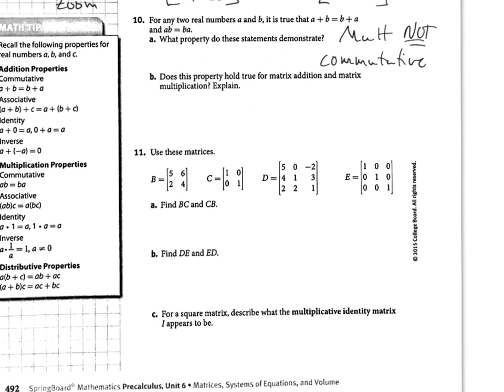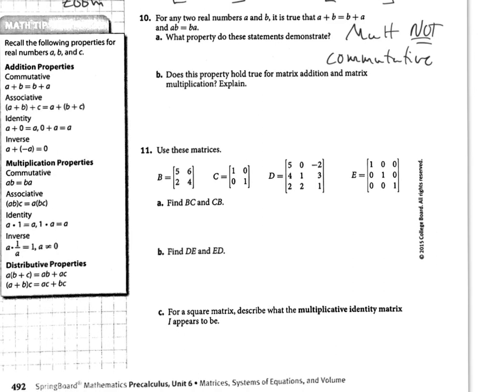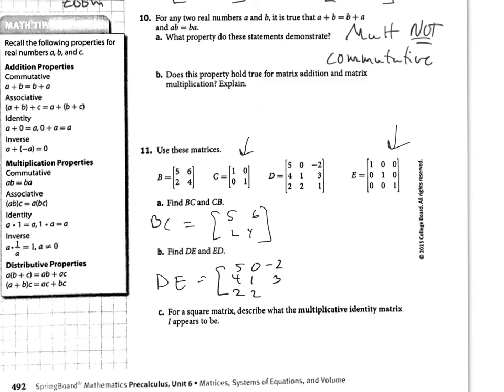All right, so let's take a look at 11A. I want us to do BC. If you look at matrix C, it just has 1s and 0s in it. Same thing with matrix E. So matrix BC, when we multiply B times all these 1s and 0s, we get 5, 6, 2, 4. We get itself again. If you do the same thing with DE, you'll see that we get the same matrix again. We get D again. So we would get 5, 0, negative 2, 4, 1, 3, 2, 2, 1.